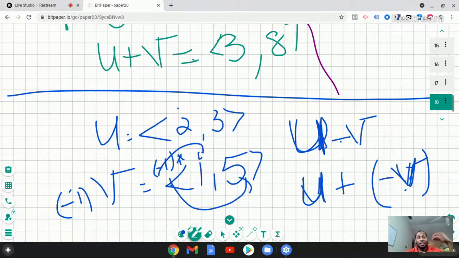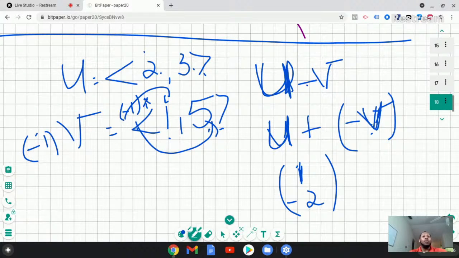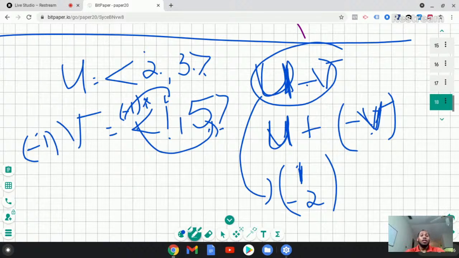Now, if this registers to you, eventually what you're going to start doing is saying, okay, I just need to do 2 minus 1, 3 minus 5. Essentially, that's what we're doing here. 2 minus 1, which is 1, right? And then 3 minus 5, which is negative 2. And that's U minus V. So 2 minus 1 is 1, 3 minus 5 is negative 2. Cool. That's how you do U plus V and U minus V.